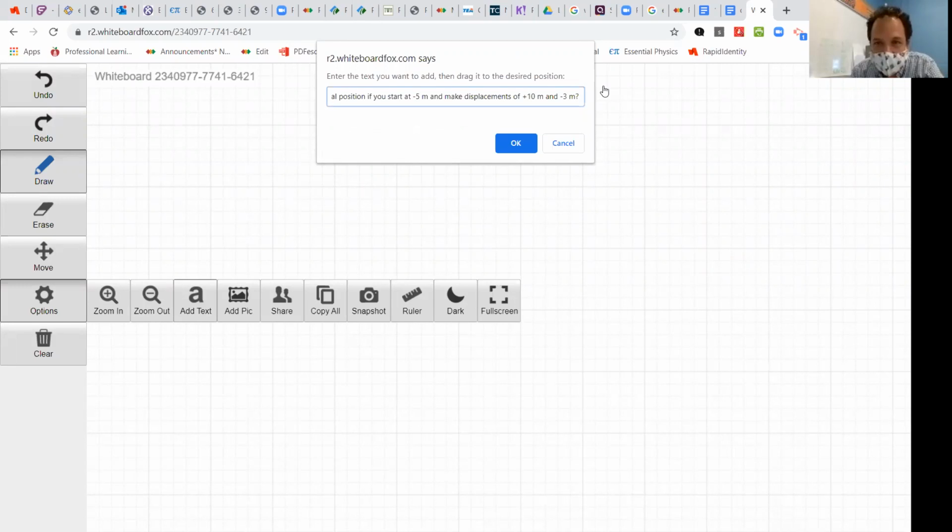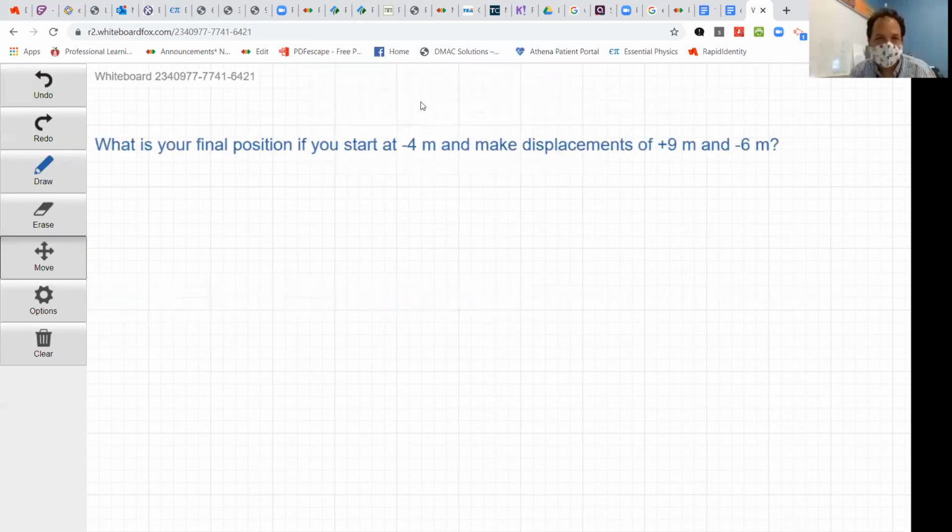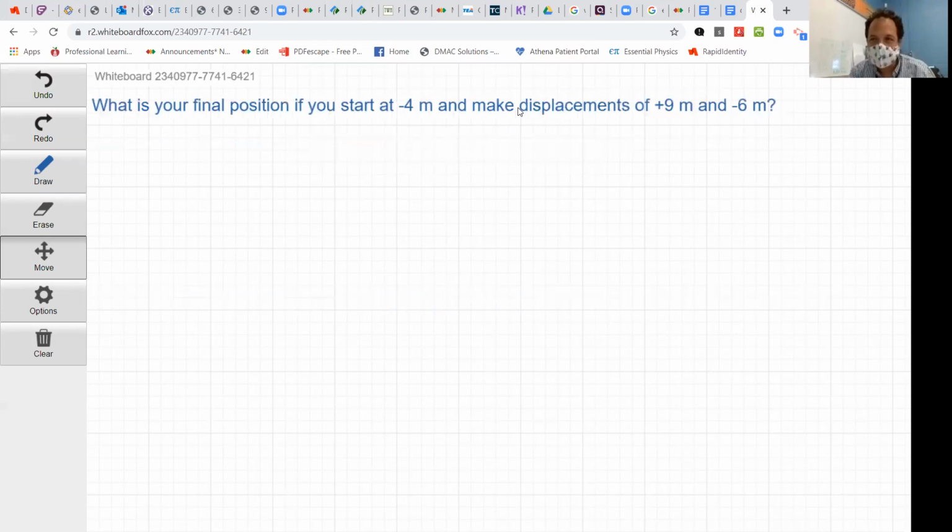So instead of +10, let's do +9. I'm going to change this to -6. And let's make this -4. All right, so I just made a new problem. So what is your final position? If you start at -4 and make displacements of +9 and -6.